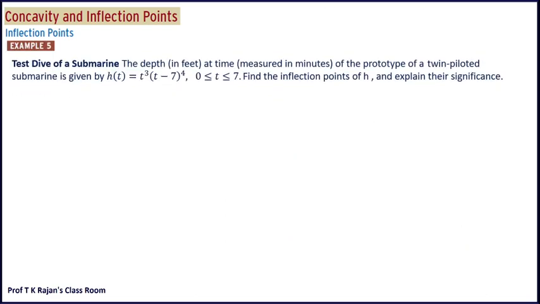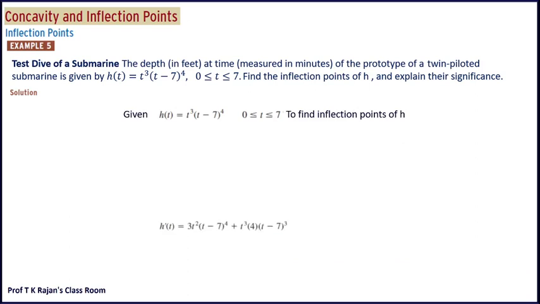Now take a practical problem. It is concerned with the dive of a submarine. The depth at time t of the prototype of a twin piloted submarine is given by h(t) equals t cube into (t minus 7) raised to 4 in the interval 0 to 7. You have to find the point of inflection and interpret this result. So you have to identify the point of inflection. The given function is h(t) equals t cube into (t minus 7) raised to 4.